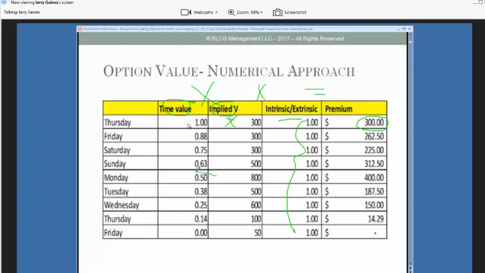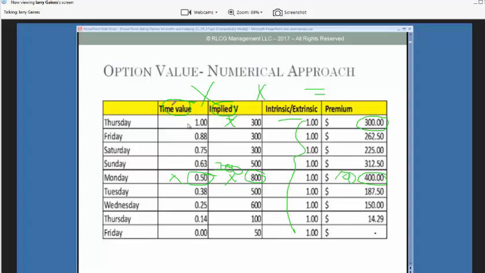Now you come in Monday and you can see that it's cut in half. The time value part of that option is now half of what it was that first day. So even if you increase the implied volatility here to, in this example, 800, you can see that it barely pushed the price up. The price here only went to 400. Now just think, if the implied volatility was 200 right here, your price for your option would only be 100.